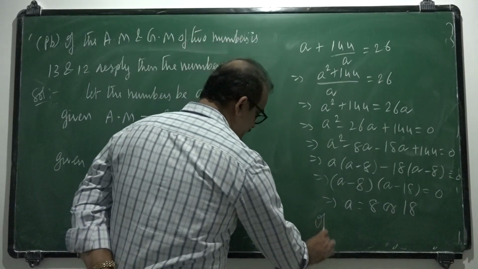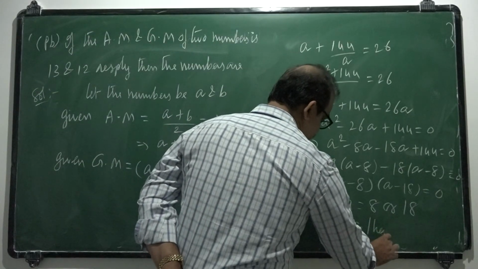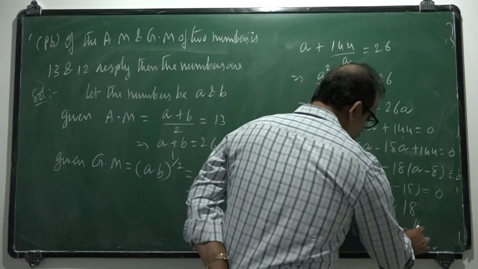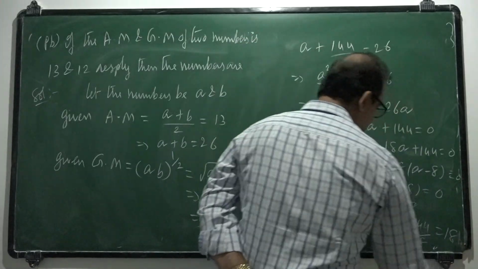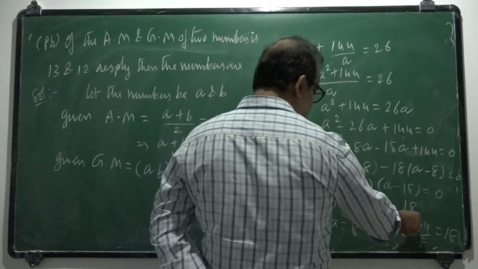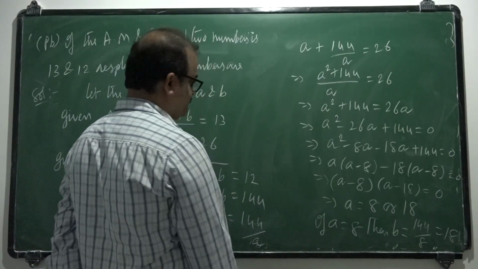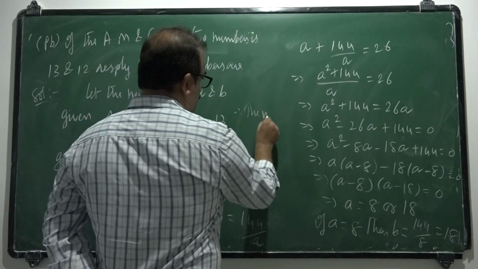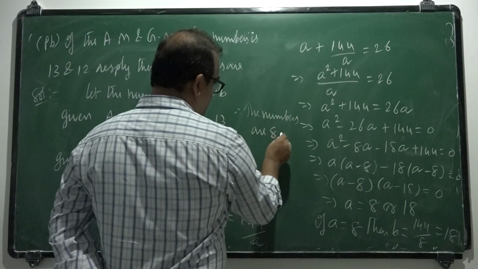If A is equal to 8, then B value. What is B? 144 by A. 144 by 8. This is 18. So the numbers are 8 and 18. Otherwise you take A is equal to 18 also. If A is equal to 18, then B is equal to 8. Numbers are not changed. Therefore, the numbers are 8 and 18.